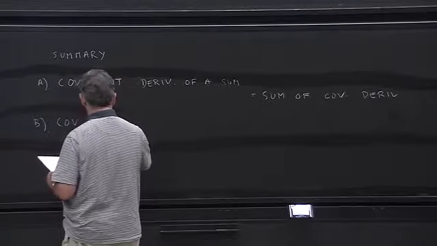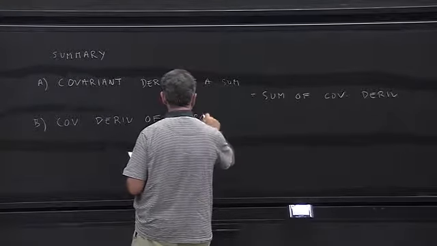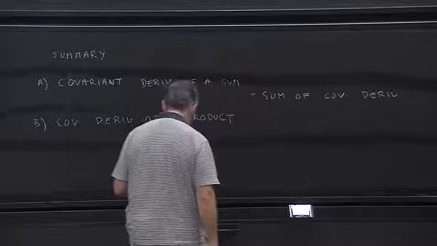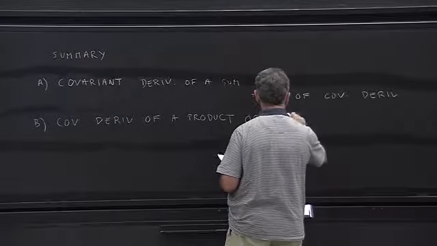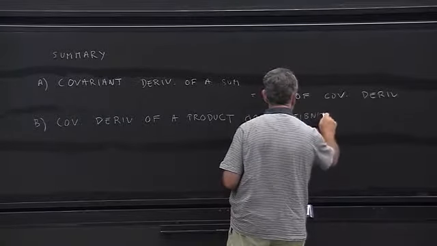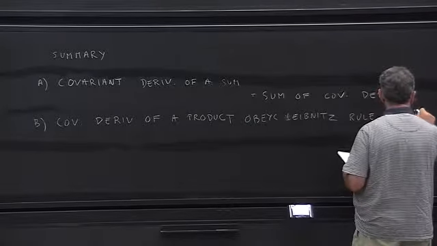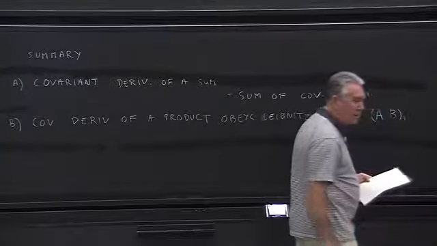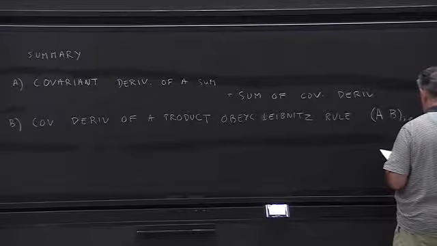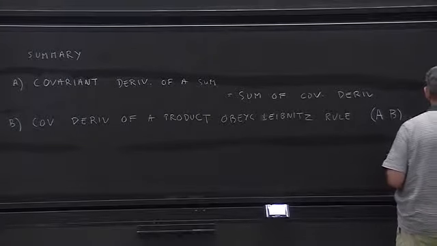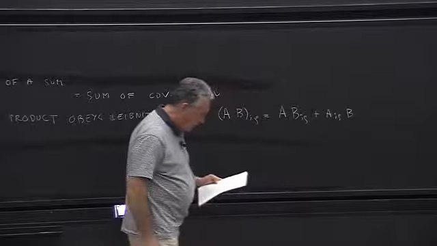The covariant derivative of a product obeys the Leibniz rule, namely, if I have two objects which could be tensors, I won't put indices on them, their covariant derivative is A times the covariant derivative of B plus the covariant derivative of A times B. So that rule stays the same.